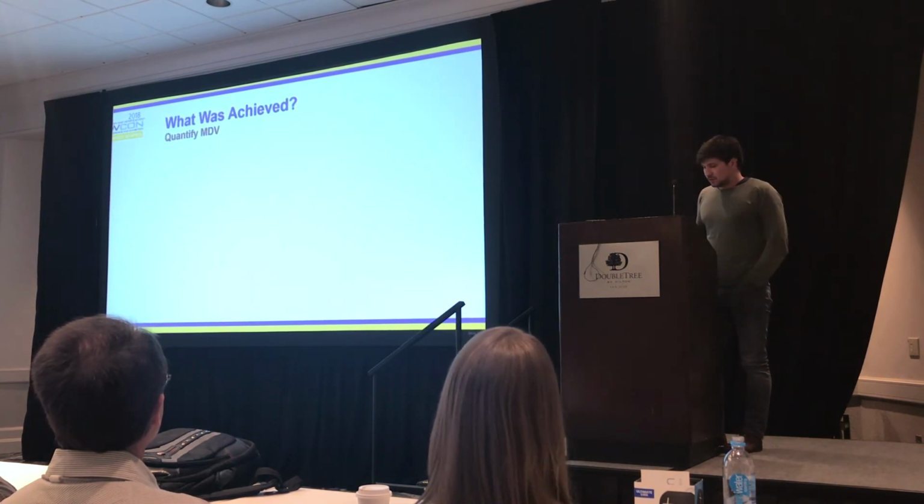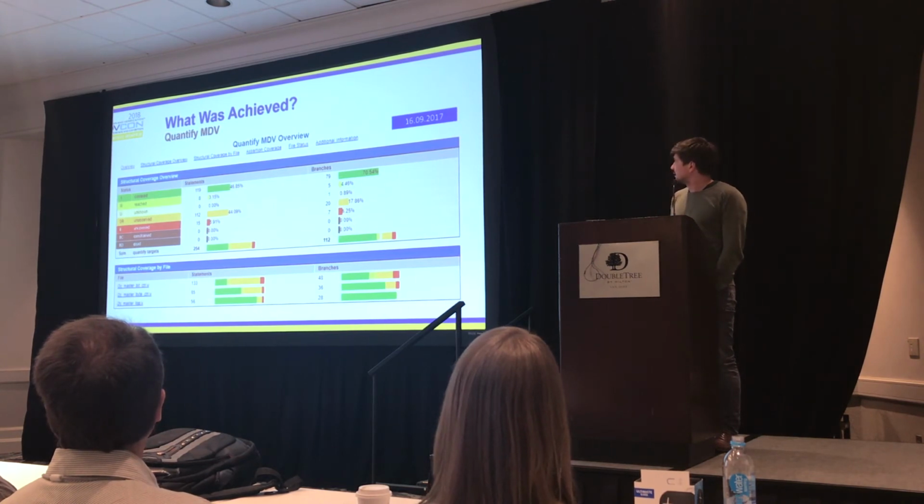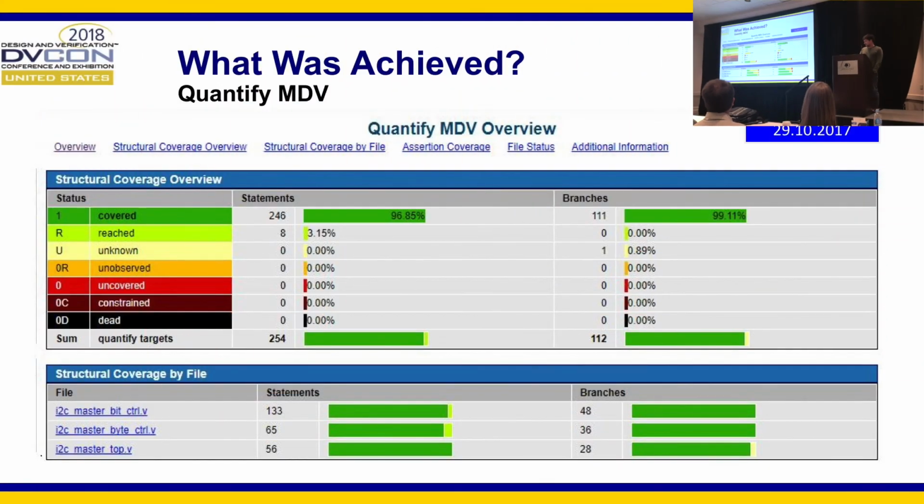So what was achieved? We started this case study in September, started to verify the design, wrote assertions on a daily basis, and got results. I'm not going to present all the results day by day, so I have five screenshots from the Quantify dashboard. For example, on the 16th of September, I had 45% statement coverage and 70% branch coverage. And this was the phase of bug hunting.